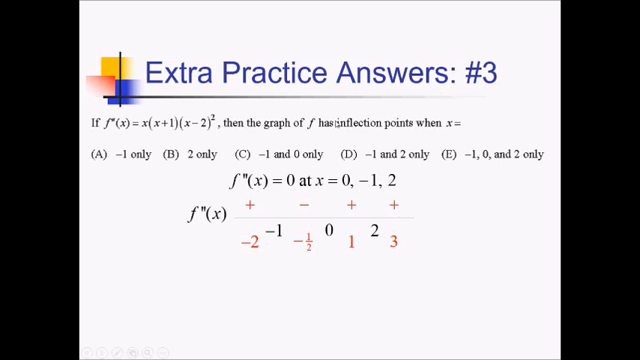So now with points of inflection, I'm looking to see where f double prime is changing sign. And I notice that I have a sign change at -1 and 0 for f double prime. Therefore, f has points of inflection at x equals -1 and 0, which is going to be answer choice C.